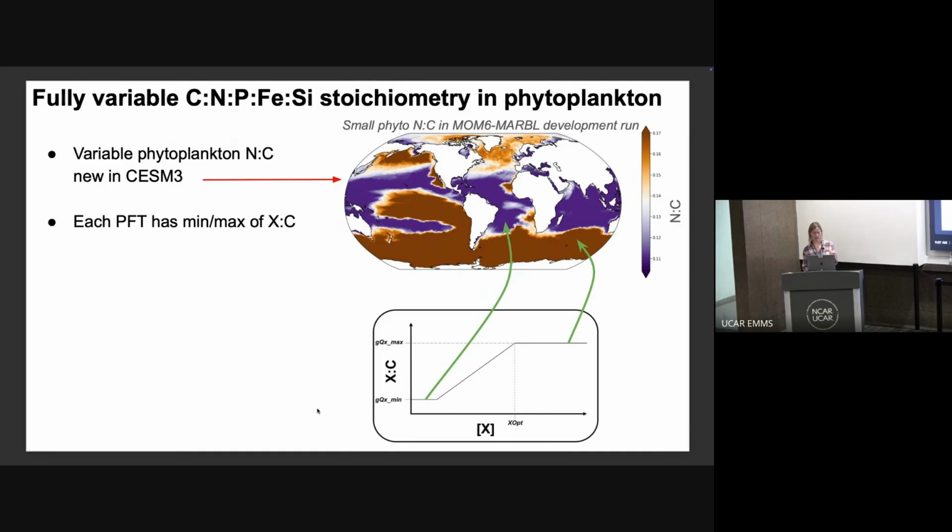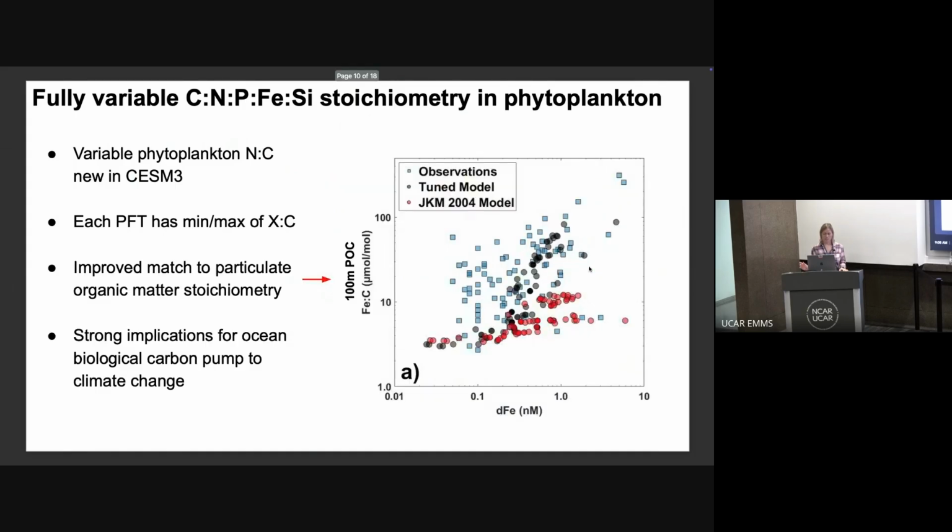And each phytoplankton type has a minimum and a maximum element to carbon ratio. And so for this small phytoplankton nitrogen to carbon, we have the lowest ratios in the places where nitrogen is limiting. Those are all the purple areas on this map. And then the higher ratios where nitrogen is plentiful, like the Southern Ocean. And this allows us to better match particulate organic matter stoichiometry.